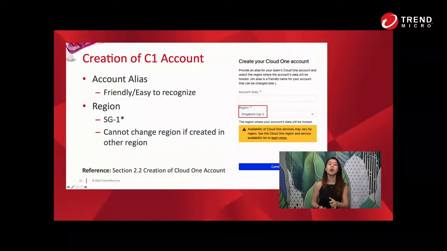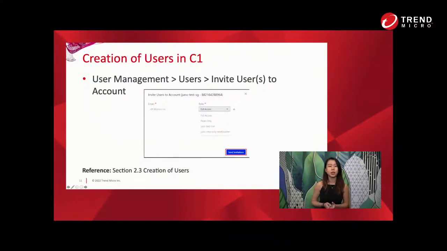In the page itself, you'll be redirected to your Cloud One account page, which shows this page over here. For account alias, you want to make sure that you pick something friendly or easy to recognize by your team. And also, this is a very important note, please select the correct region here. It's Singapore 1. You cannot change region if you created it in another region, let's say US or other parts of the world. So ensure that from the start, this is created and selected properly. And after, you can move on to do your other steps.